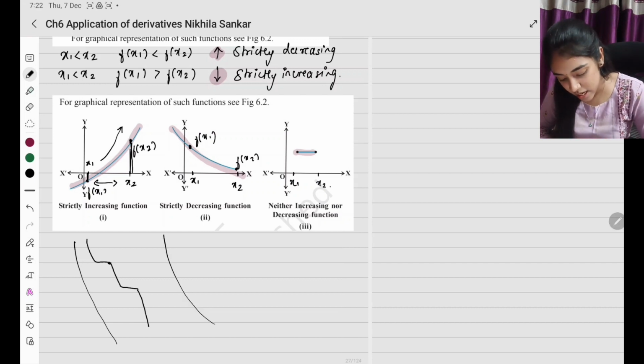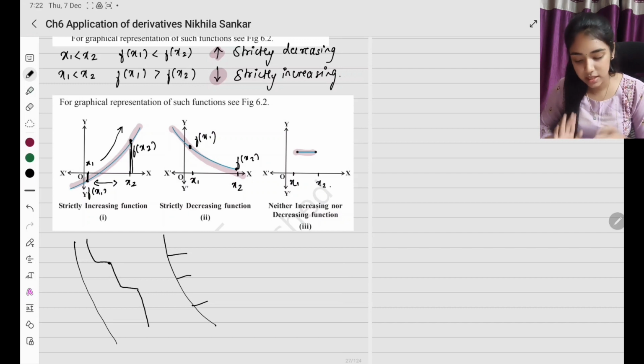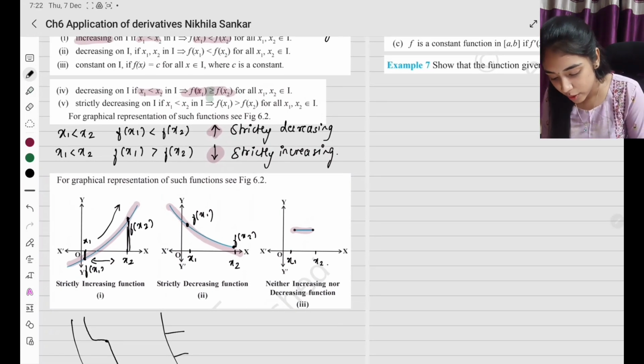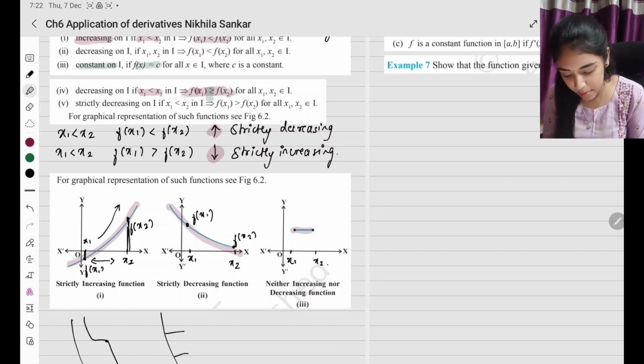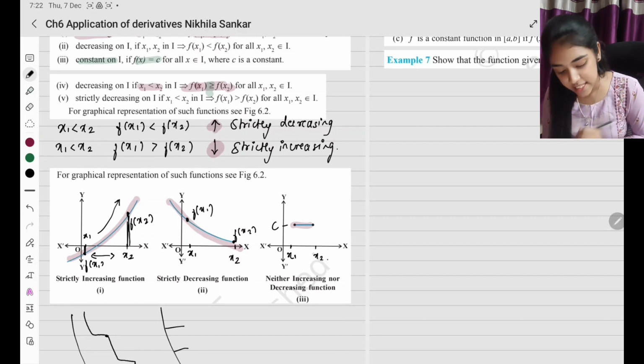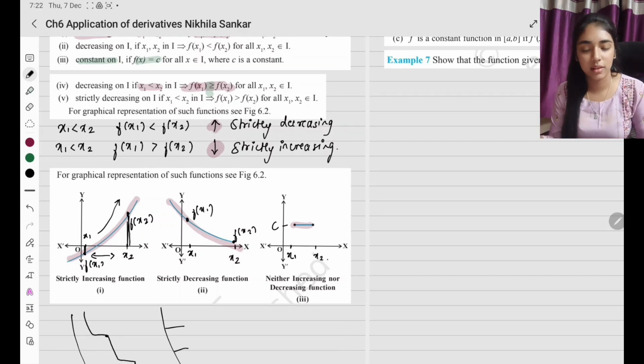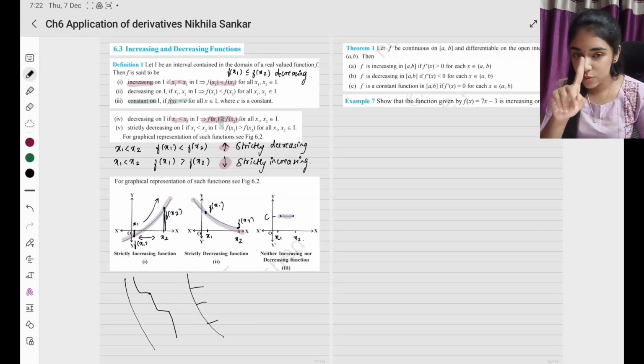Strictly decreasing na direct decrease தான் ஆகுது. There is no constant values in between. Okay, so this is the difference between decreasing and strictly decreasing. And for a constant function, what do you have? Constant on I. If f of x equals c, so it is some constant value c. இப்போ இந்த இடத்துல c ன்னு இருக்குன்னா f of x is going to be c for all x1, x2, x3 என்னவா இருந்தாலும் x1 less than x2. Okay, this is one way of doing it.